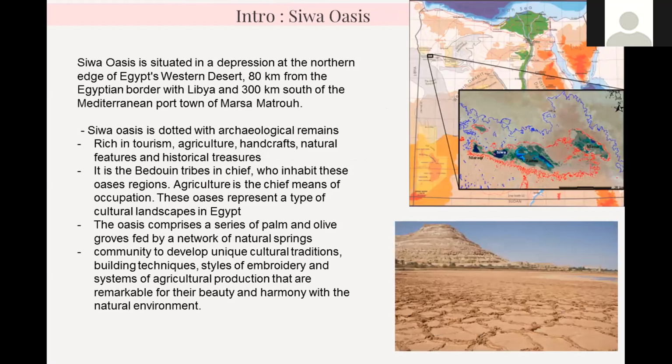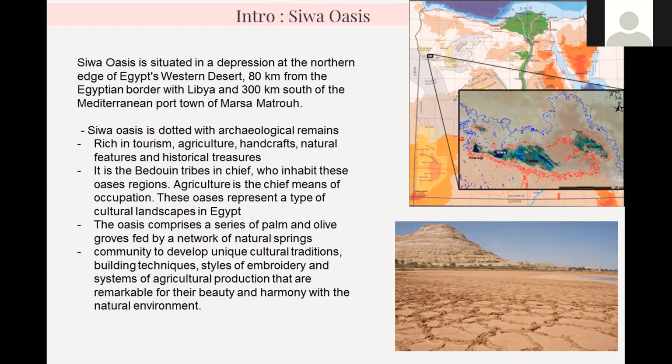Okay, so moving to the case study, Siwa Oasis. Just a quick geography about it. It's situated in the northern edge of the Western Desert in Egypt, close to the border of the southern Mediterranean port town of Marsa Matruh. And it is known for its prominent archaeological remains.